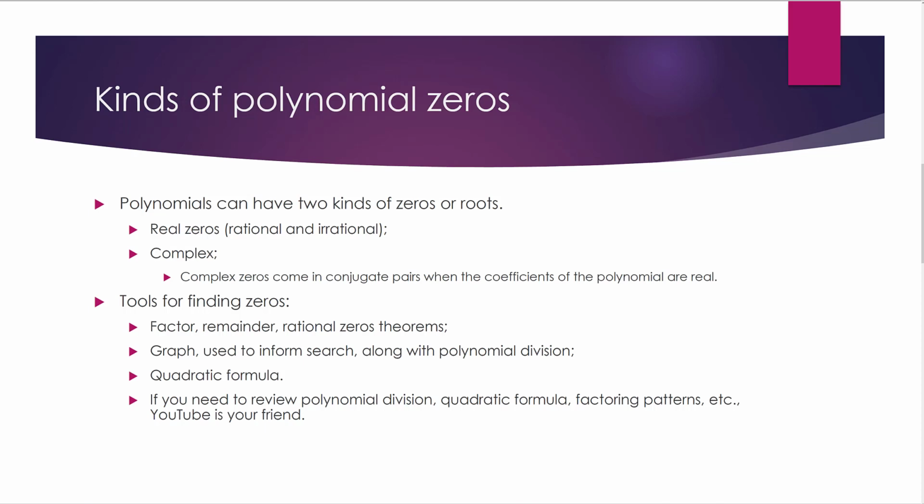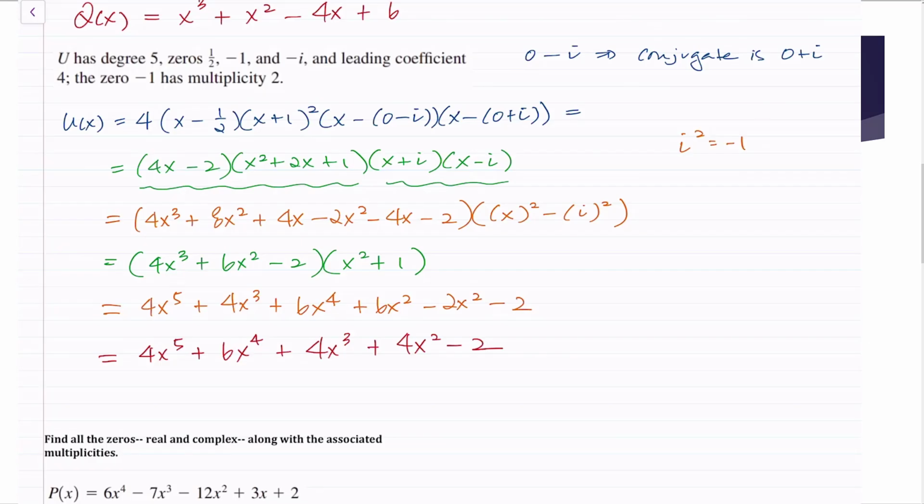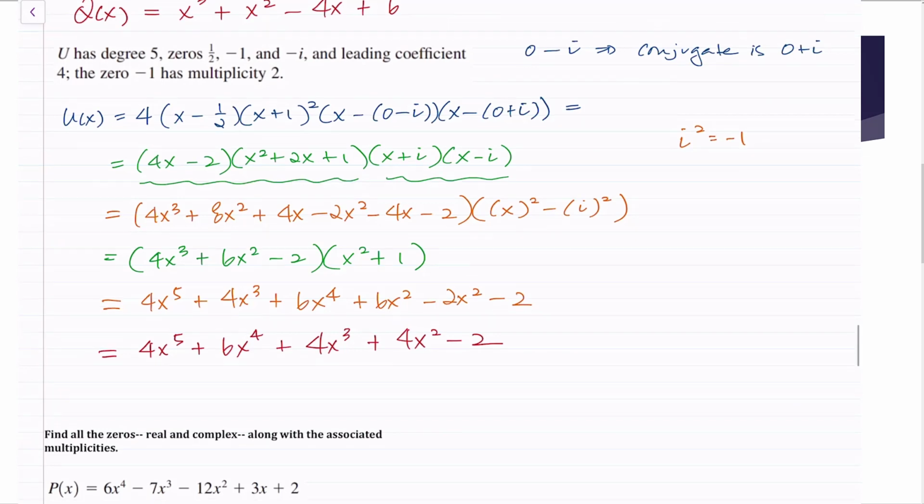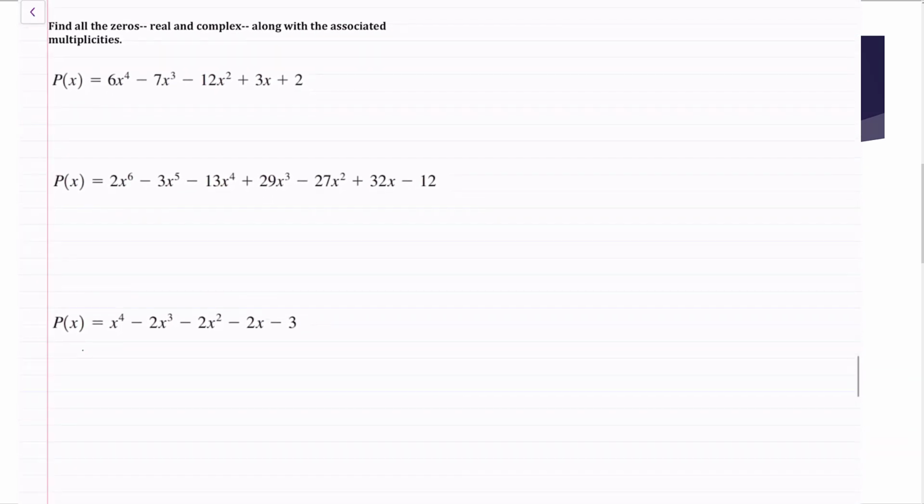What are we going to do here? Let's take a look at the example that we're going to start with. You can see now that we're not building up anymore. We're going to be tearing down. So the instructions are saying find all the zeros, real and complex, along with the associated multiplicities. And you can see that we have these very intimidating looking polynomials here.